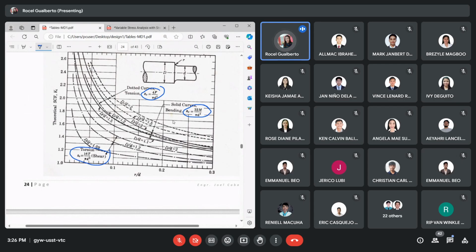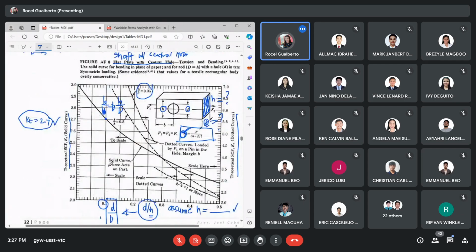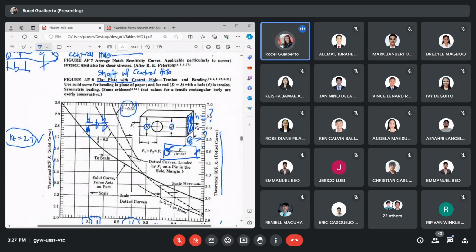So, titingnan nyo lang po doon sa problem kung alin yung given. Yung po ba ay tension, bending, or torsion. Tapos, i-apply mo lang po doon sa F, sa M, at saka sa T yung maximum at minimum. F max, F minimum. M max, M minimum. T max, T minimum. Okay? Para po kunin yung sigma M at saka po yung sigma A. Now, kanina po minodify natin yung figure AF8. Balikan lang po natin. Okay? Yan. So, ari po, equation na ari ay para po kapag po siya ay flat plate. Kasi originally naman nga po siya ay flat plate.